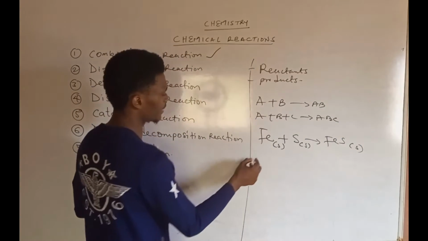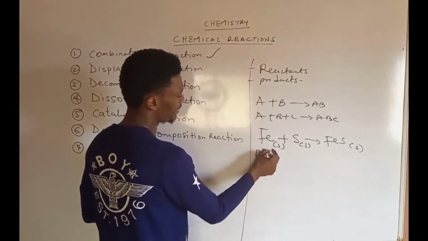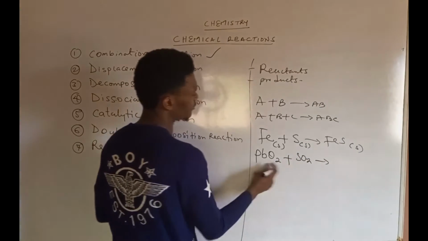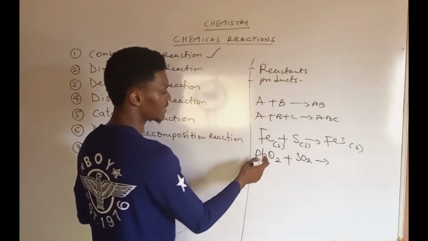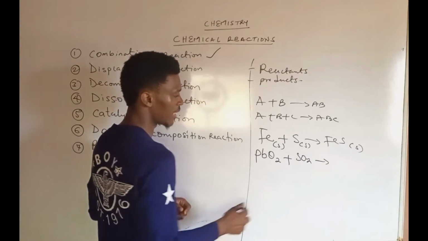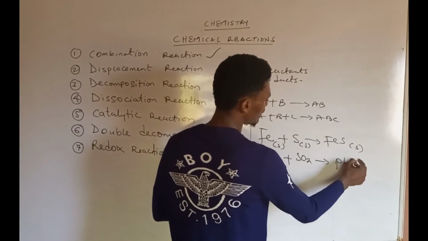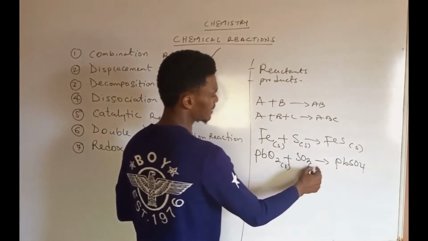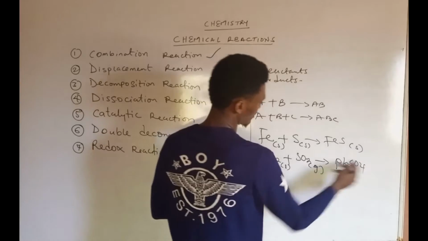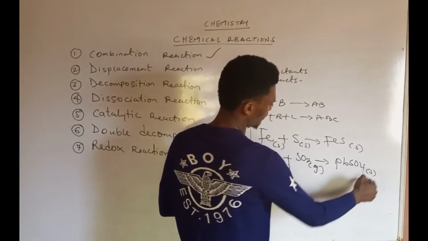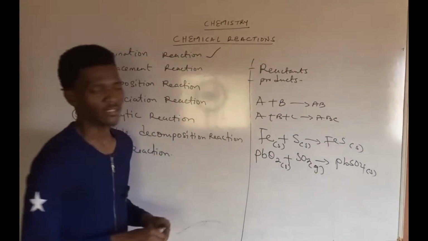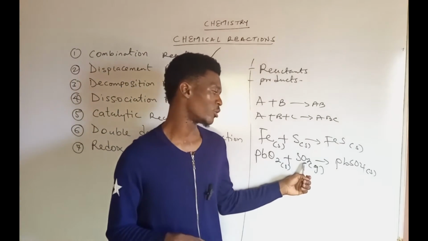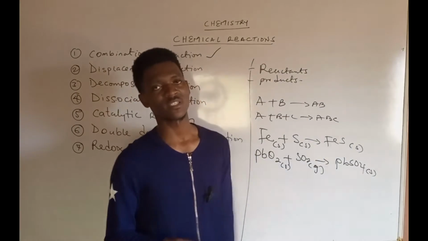Then we could have compound-compound combination, for example, PbO2 plus SO2. In this case, both of them happen to be what? Compounds. This is a compound and this is another compound. And then it ends up giving us PbSO4. So this is a compound and this is a gas, and of course the product is still a compound too, lead sulfate. So in this case, this is compound-compound combination to give us what? To give us a single substance.